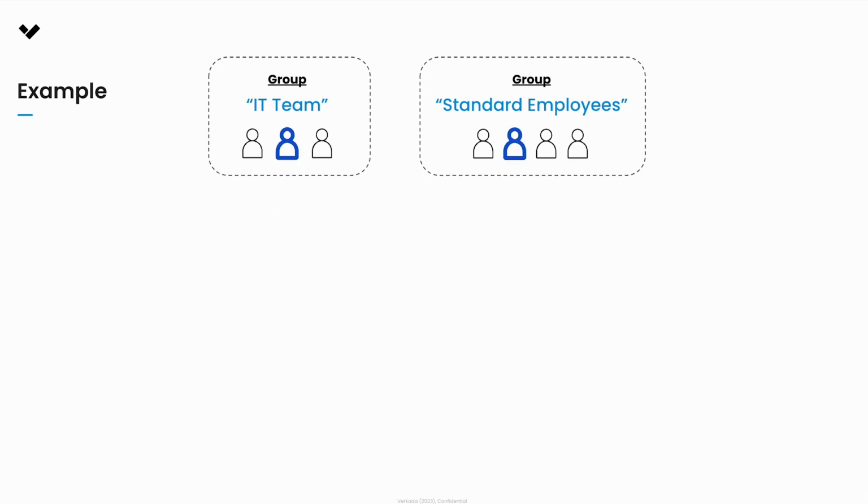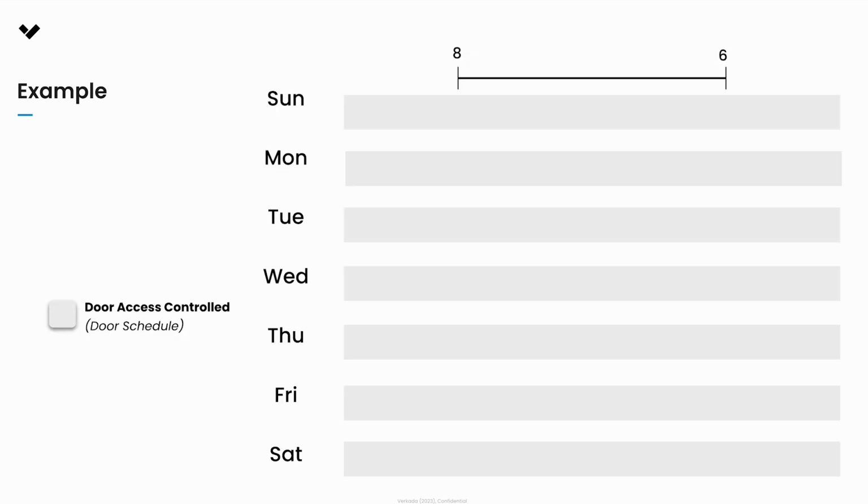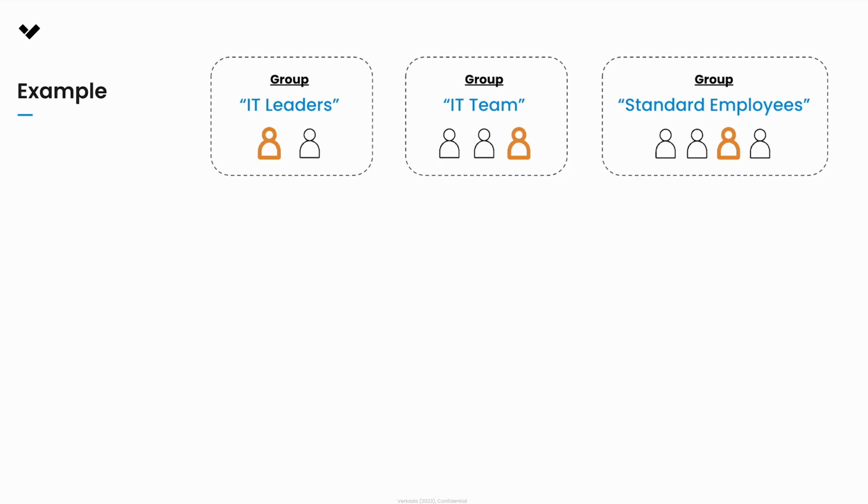Ben is a member of the IT team and is in both the IT team and Standard Employees groups. The IT team group provides the IDF closets at business hours access level, which contains all the IDF closet doors and has a schedule that grants access from 8 a.m. to 6 p.m. Monday through Friday. The IDF closets have a door schedule that is 24/7 access controlled. As a member of the IT team group, Ben can badge into an IDF closet door at 5:30 p.m., but not at 7 p.m.